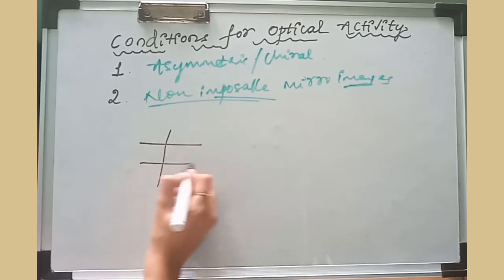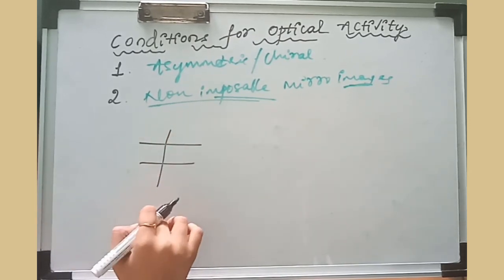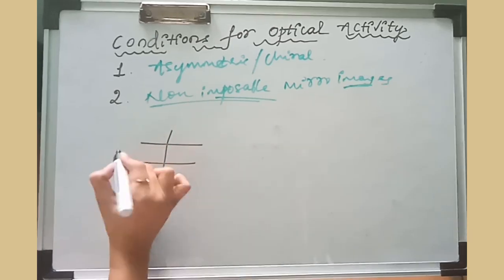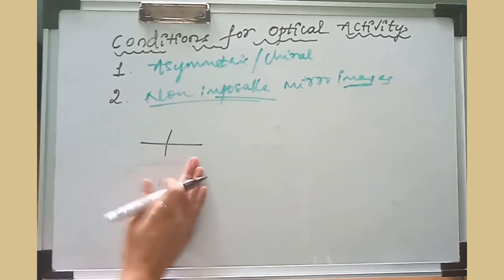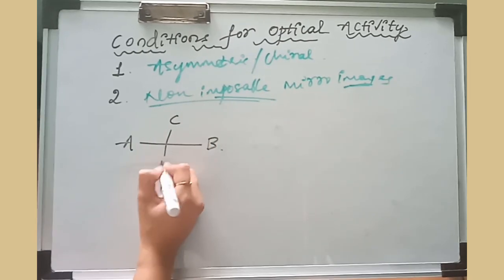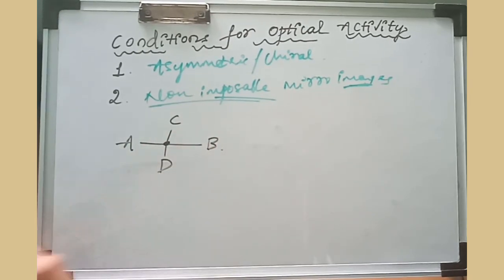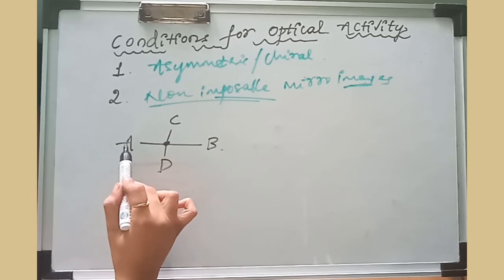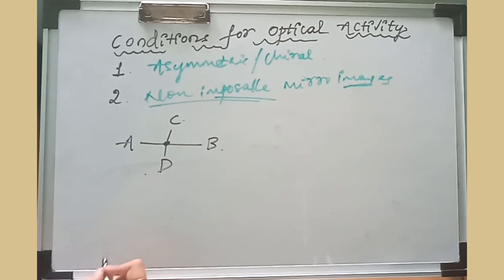The simplest way to remember this, just for your understanding, is to write the molecule in this way. Here the carbon atom is attached with A, B, C and D. This is a carbon molecule. It is attached with 4 different groups.